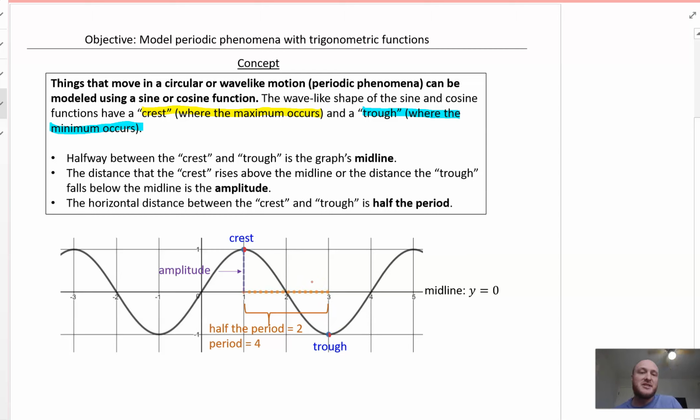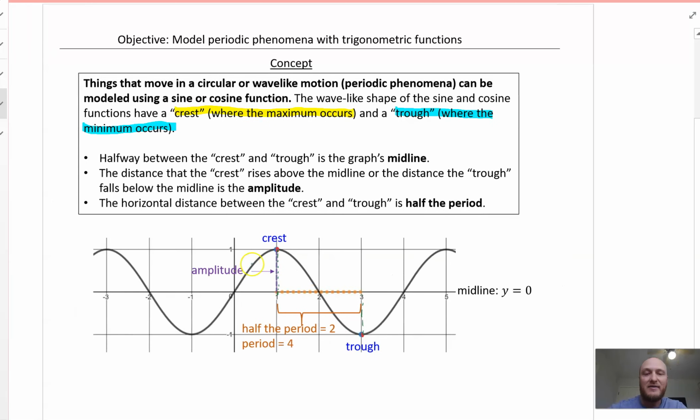The distance that the crest rises above the midline, or the distance that the trough falls below the midline, is called the amplitude. And again, this makes sense. We know for amplitude that the distance from the midline to either a maximum or down to a minimum, that is our amplitude. And lastly, it says the horizontal distance between the crest and the trough is half the period. This also makes sense because if I have a function and I go from the maximum down to the minimum, to complete one whole period, I have to go back up to the maximum. And generally, that's half the function. So that makes sense, that is half of the period.